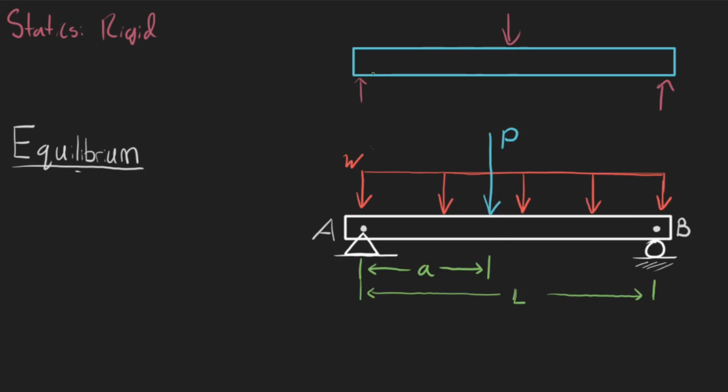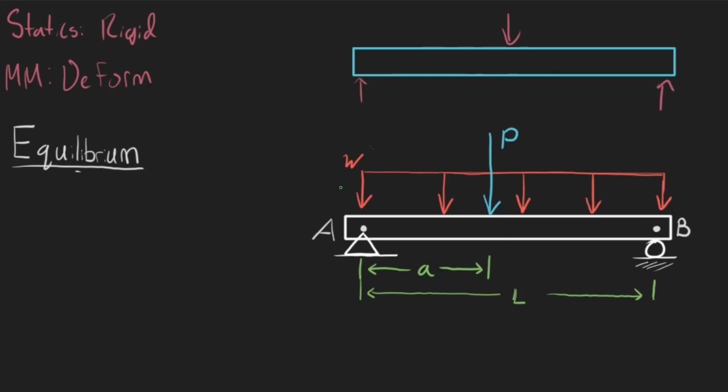And if the forces are balanced and it's not moving, we're going to assume that things aren't moving, so no velocity, no acceleration, no angular acceleration. But the difference with solid mechanics, which is also called mechanics of materials, is that we assume that they can deform.